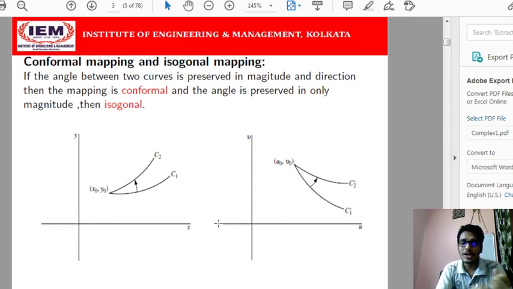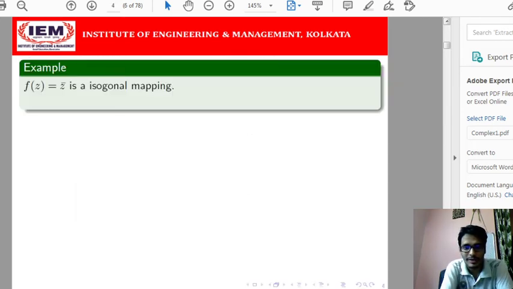And if we impose one sort of restriction here, then it is called an isogonal mapping. That means the angle between C1 and C2 and the angle between C1 dash and C2 dash are the same in magnitude but not in direction. Then it is called an isogonal mapping. So I think it is clear what we mean by conformal and isogonal mapping. So I am defining one isogonal mapping: f(z) equals z bar is an example of an isogonal mapping.